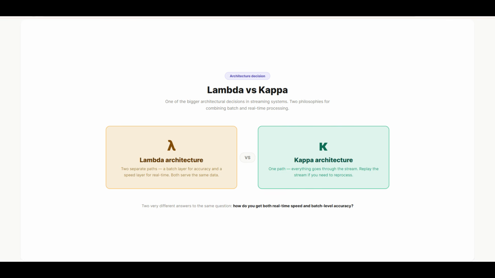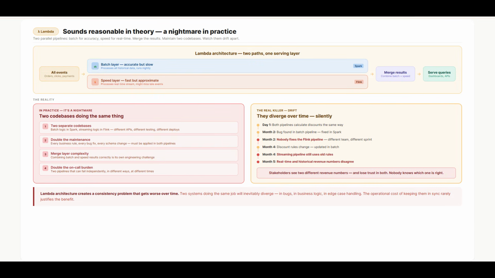Okay, so this leads into one of the bigger architectural decisions in streaming systems, Lambda versus Kappa. Lambda architecture came first. The idea was you have two separate pipelines running in parallel, a batch layer that processes all historical data accurately but slowly, and a speed layer that processes incoming data in real time but might be slightly approximate. You merge the results from both to serve queries.